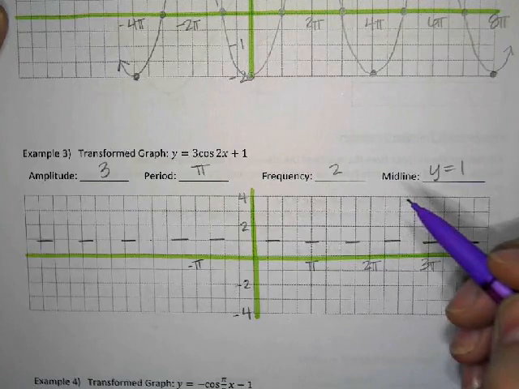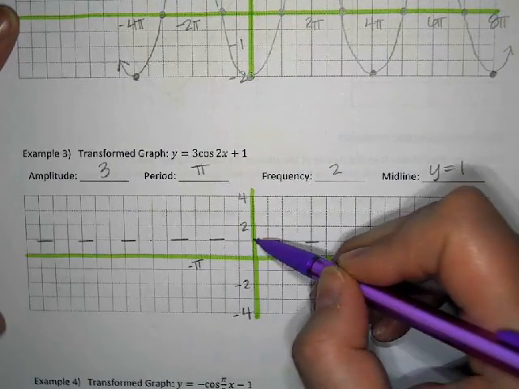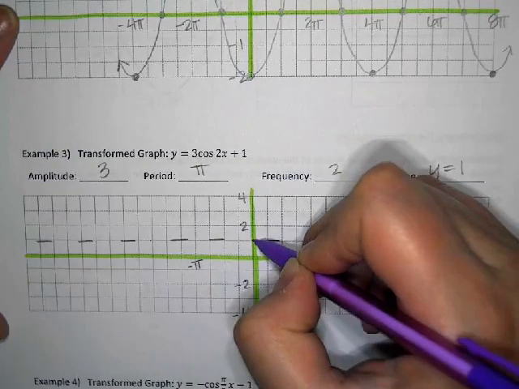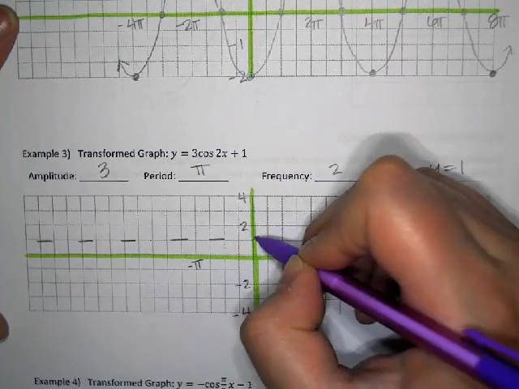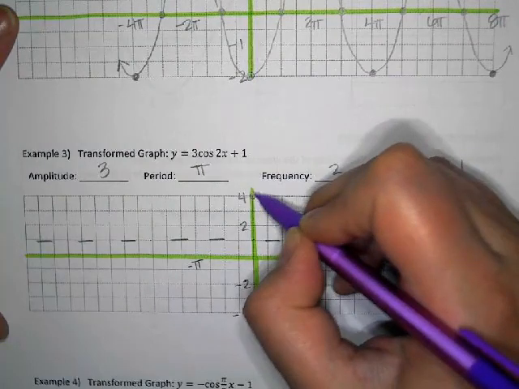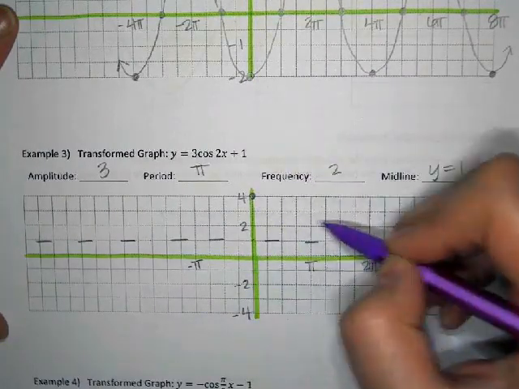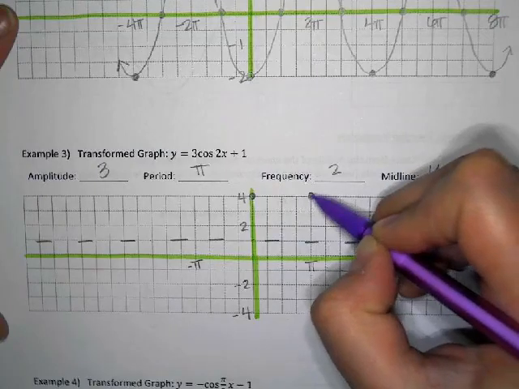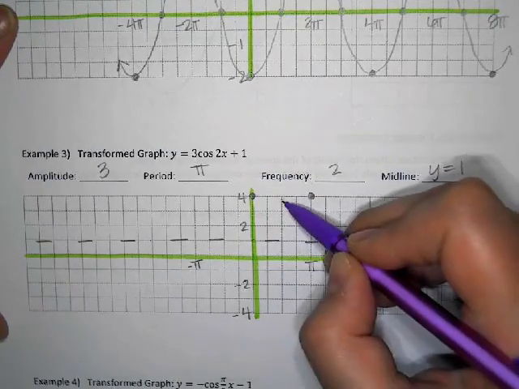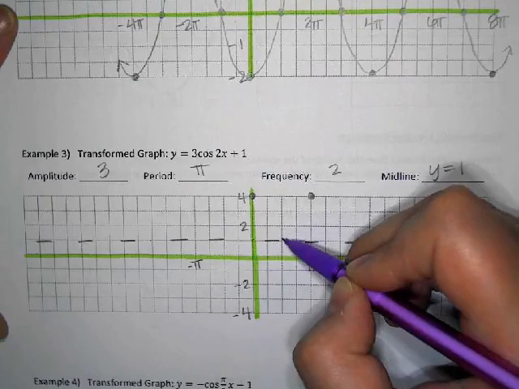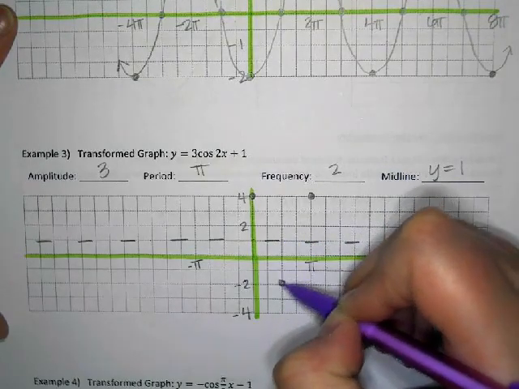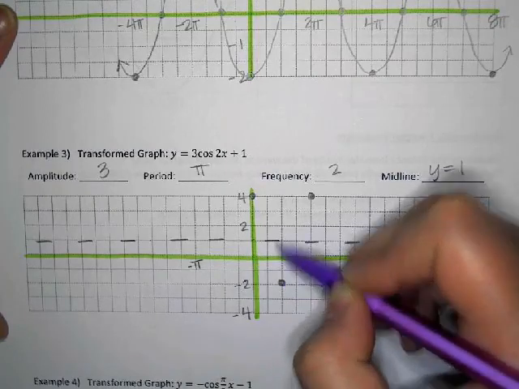So here's my midline. So from the midline, I'm going to go up an amplitude of 3 and start at the maximum. So 1, 2, 3, there's my maximum. And I've got the beginning and then my maximum with an amplitude of 3. In between those, I'm going to do my minimum. So from the midline down, 1, 2, 3. And then between the maximum and the minimum, I must cross the midline.